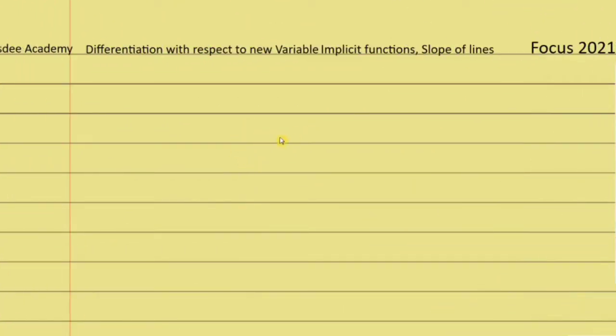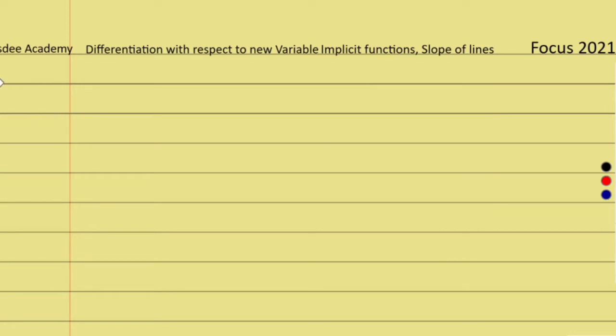Differentiation. And in this slide, we are going to be considering differentiation with respect to new variables. We also discussed implicit functions and the slope of lines for both positive and negative curves. Now, talking about differentiation with different variables, we need to understand the concept.